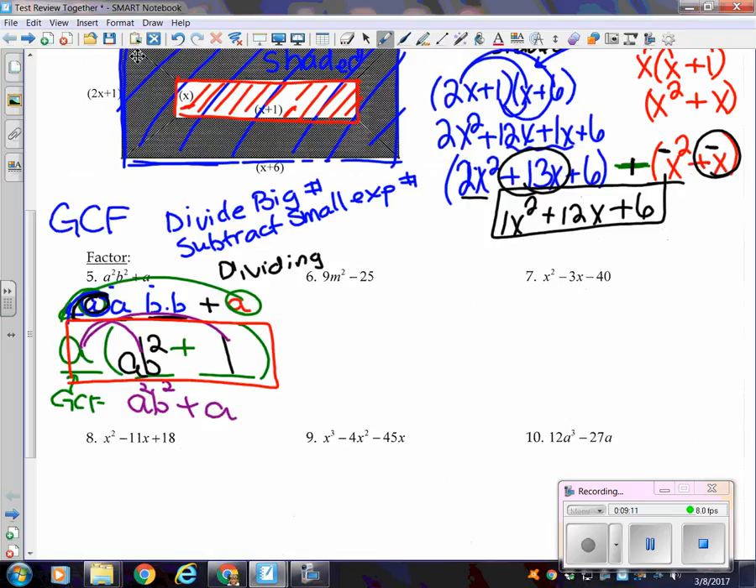Number 6. If I look closely, do I have a greatest common factor? Is there a number that will go into 9 that also goes into 25? No. No number goes into 9 and 25.